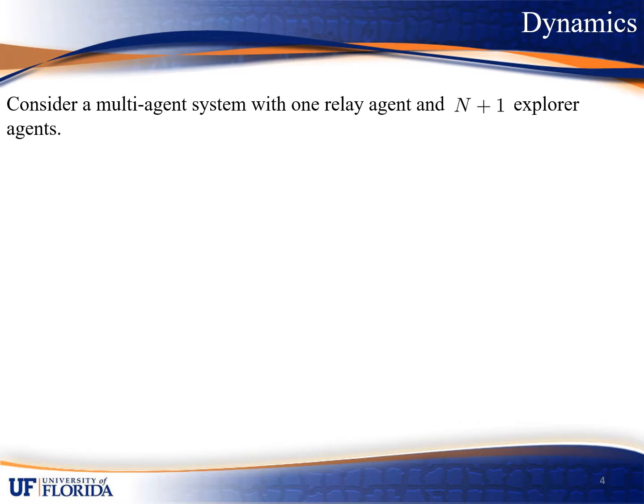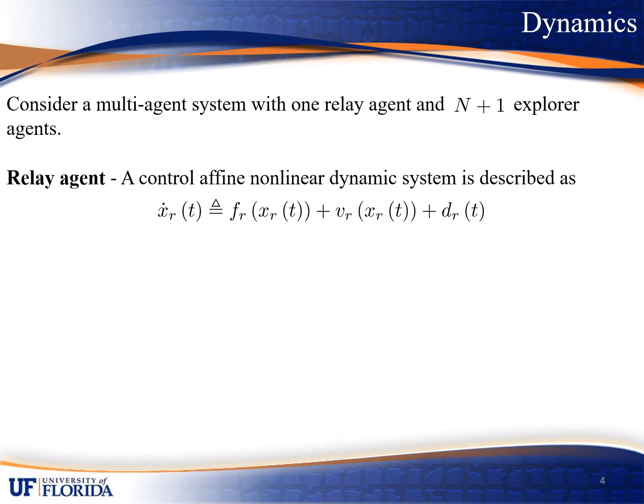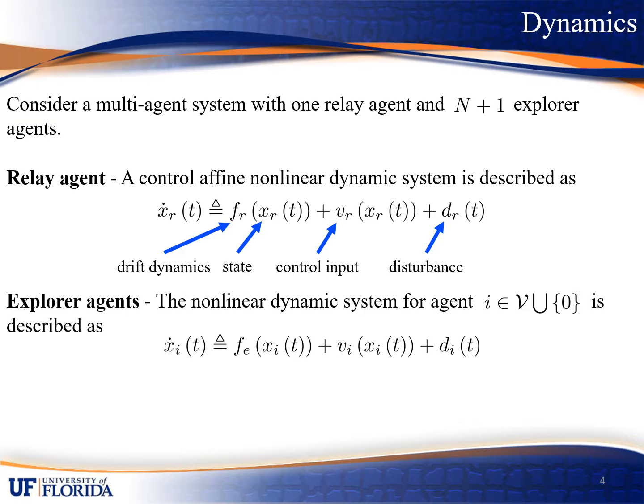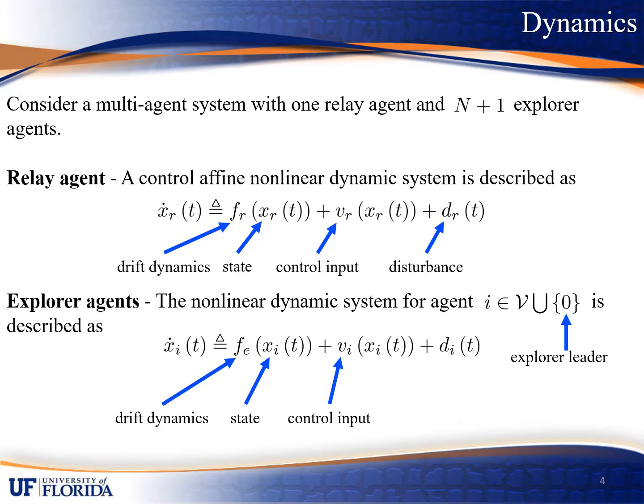For the dynamics we used to model our system, we consider a model with one relay agent and n+1 explorer agents. For the relay agent, we use this control affine nonlinear dynamic system, where FR denotes the drift dynamics, VR denotes the control input, and DR denotes the disturbance. Similar for our explorer agents, where 0 here denotes our explorer leader, FE denotes the drift dynamics, XI denotes the true state, VI denotes the control input, and DI denotes the disturbance acting on the system.